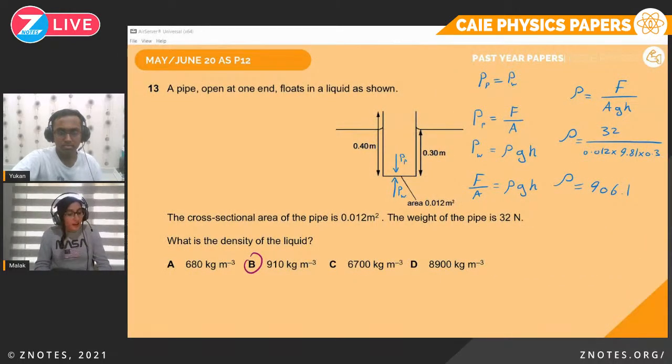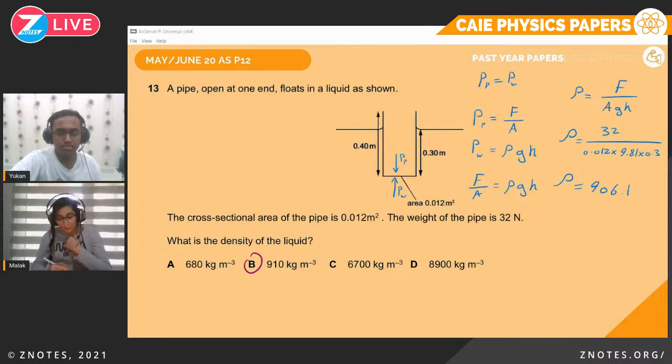Question 13. A pipe open at one end floats in a liquid as shown. The cross-sectional area of the pipe is 0.012 meters squared. The weight of the pipe is 32 newtons. What is the density of the liquid? So, first off, we know that the pipe is floating, right? Which means the pressure downwards is equal to the pressure going upwards.